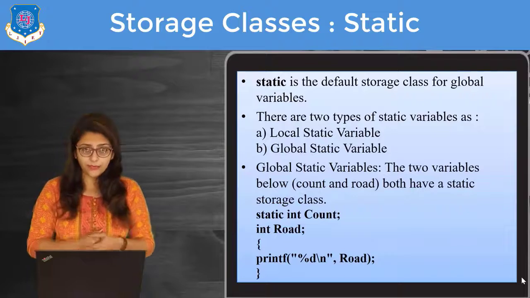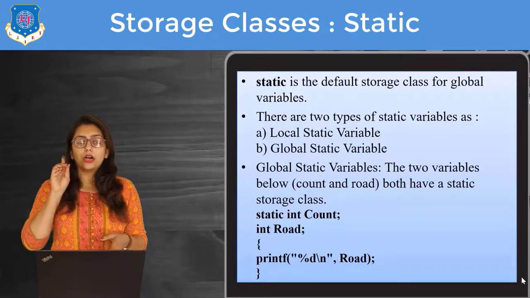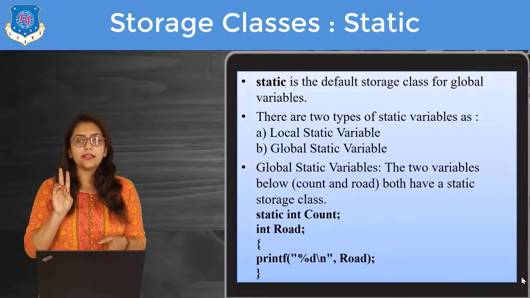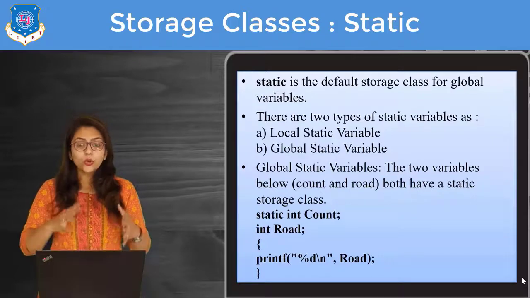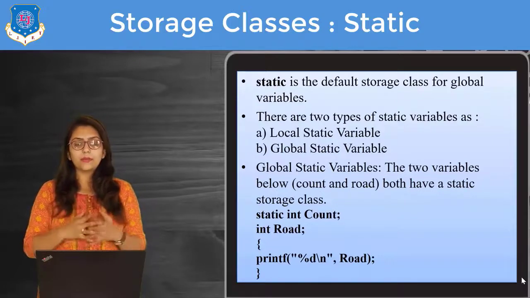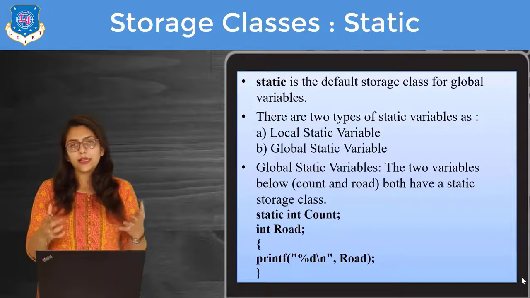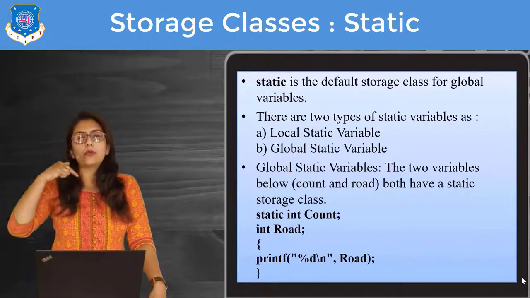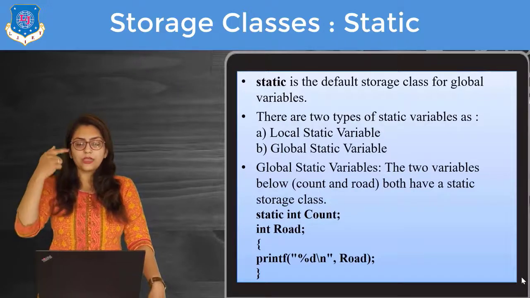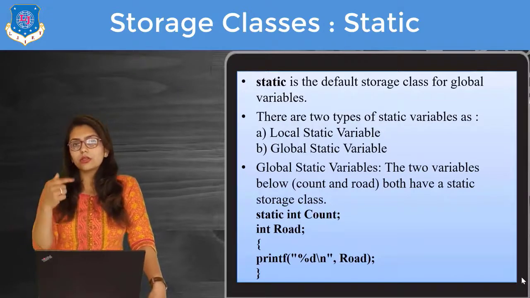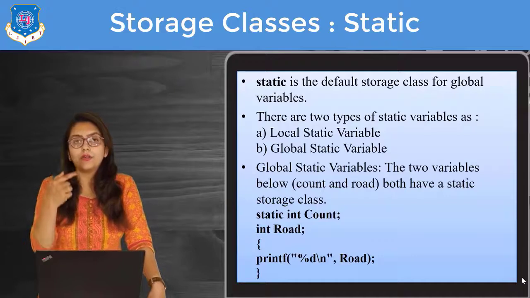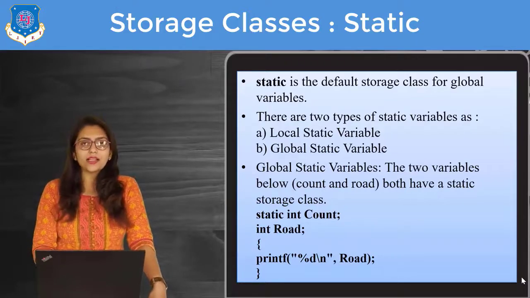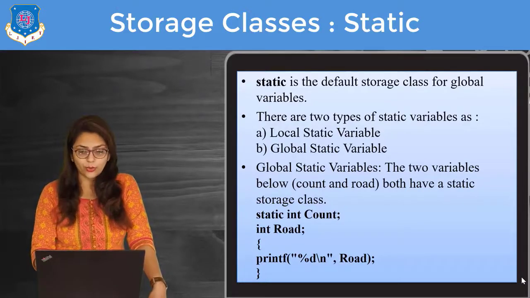There are basically 2 types of static variables. First is local static variable and second is global static variable. Global static variables, the 2 variables below, count and road, both have static storage class. So I have declared count and road outside of the function. You can also declare these variables outside of the main function. So they are known as global variables, or you can say static variables, right?